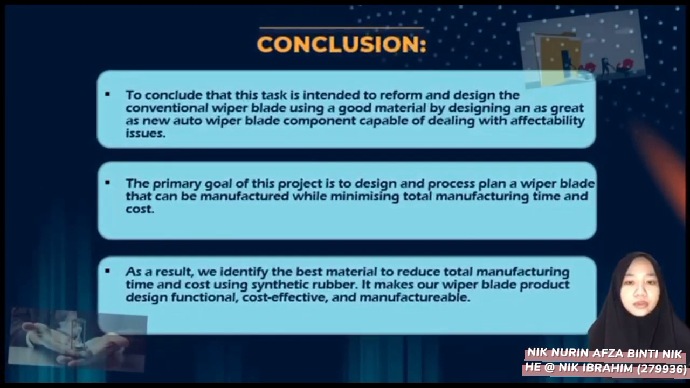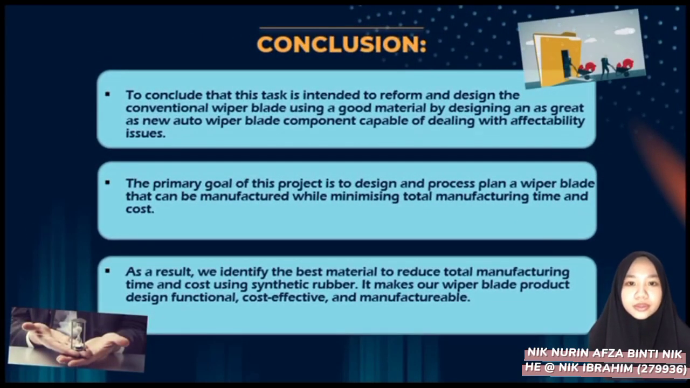For the conclusion, this task is intended to reform and design the conventional wiper blade using a good material by designing an as great as new auto wiper blade component capable of dealing with effectiveness issues. Second, the primary goal of this project is to design and process plan a wiper blade that can be manufactured while minimizing total manufacturing time and cost. As a result, we identify the best material to reduce total manufacturing time and cost using synthetic rubber. It makes our wiper blade product design functional, cost effective, and manufacturable.